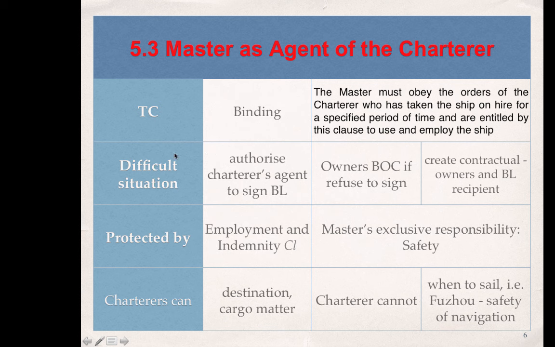So, in the time charterer scenario, sometimes the master will run into a difficult situation. Certain times, he has to authorize the charterer's agent to sign the bill of lading. And if they don't sign, the owners will be deemed to be in breach of contract if they refuse to sign. So there is a contract relationship between the owner and the bill of lading recipient. So in what kind of scenario do you think the master would not want to sign the bill of lading, or did not want to authorize the agent to sign on their behalf? Think about it.